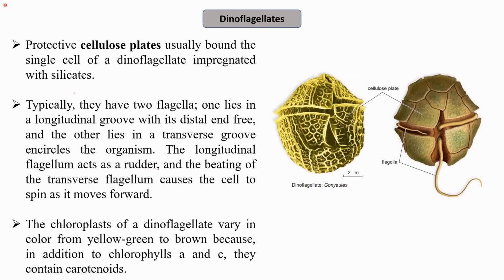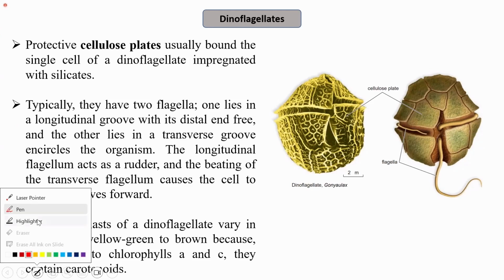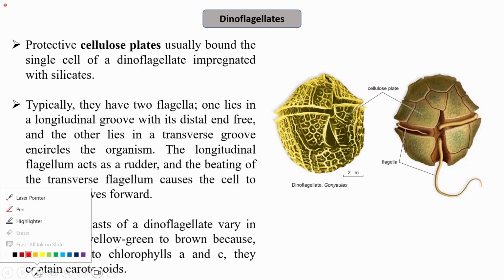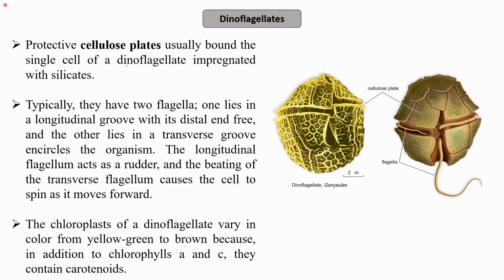The next class is the dinoflagellates. Similar to diatoms, they have protective cellulose plates, bound by a single cell of the dinoflagellate and impregnated with silicates. So similar to diatoms that have the cellulose plates in which silicon dioxide is present, dinoflagellates also have protective cellulose plates, and these cellulose plates are impregnated with silica particles. So they are impregnated with the silicates.